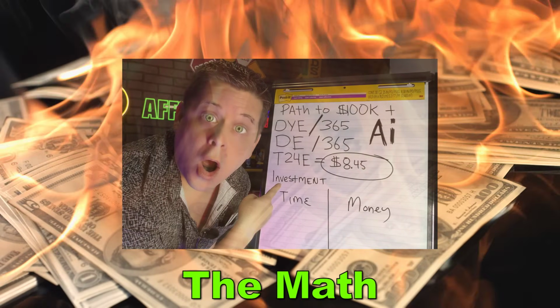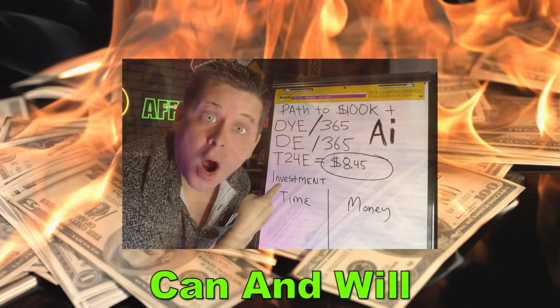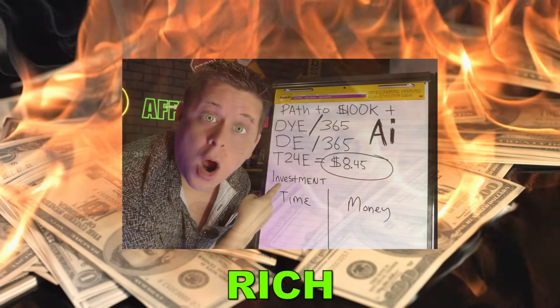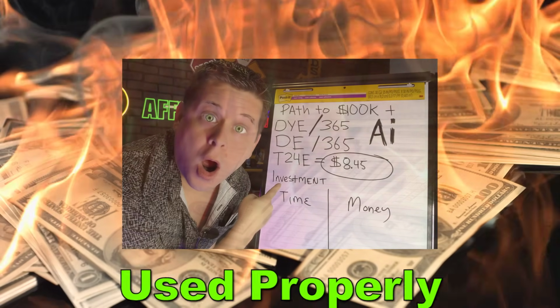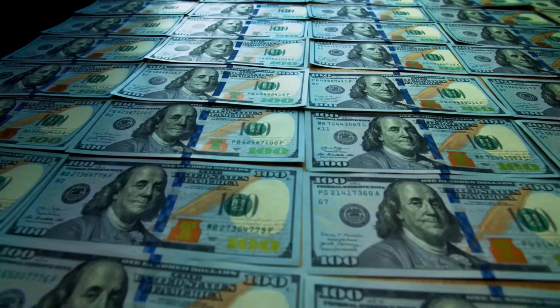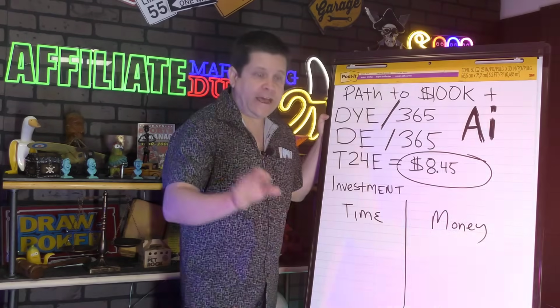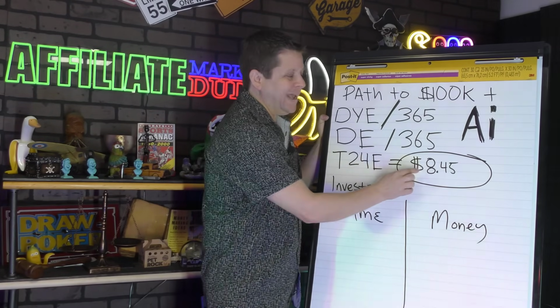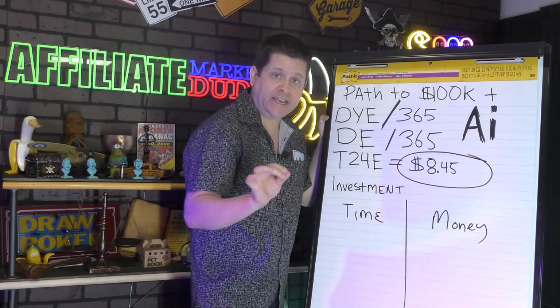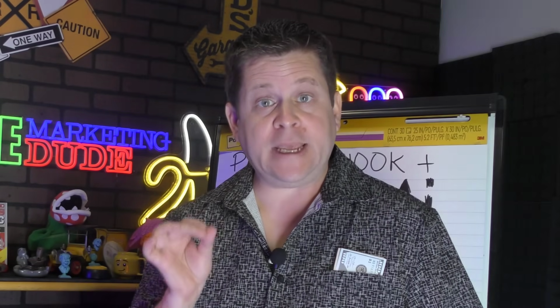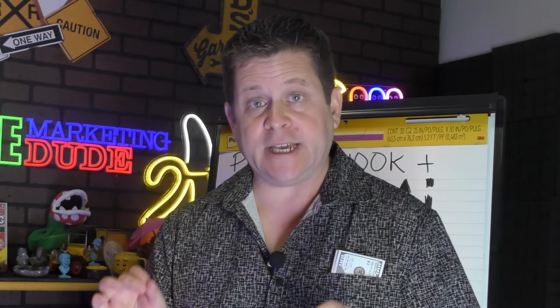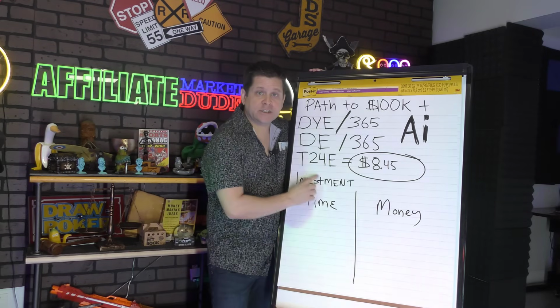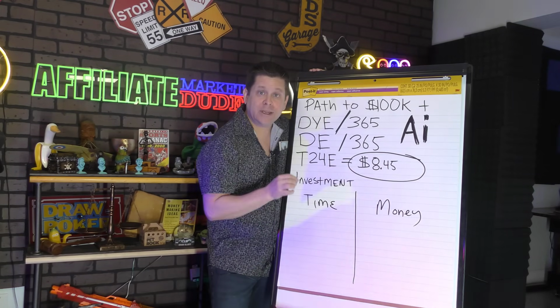Warning, the math in this video can and will make you rich if and when used properly. Pay close attention, this video could change your life. And that is how we get to T24E, which is equal to $8.45. And if you can get the concept of making just $8.45 per day, then we're gonna use this entire equation to help you get rich.